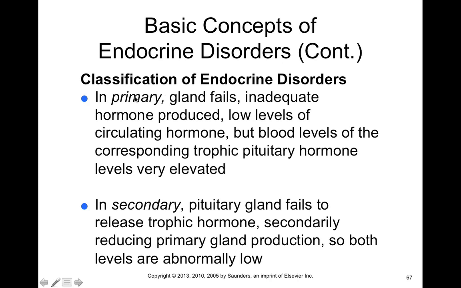So in primary disorders, when the gland fails, what we see is inadequate hormone produced. So you get low levels of a circulating hormone, and the blood levels of the corresponding trophic hormone will be elevated. I'll give you an example. Let's say someone had congenital hypothyroidism or thyroid dysplasia, where the thyroid gland just never even developed in that infant. What we'll find then is their pituitary gland can still release a tremendous amount of TSH. So the TSH levels will be high, but because they don't have a thyroid gland, their TH levels will be extremely low or non-existent, right?